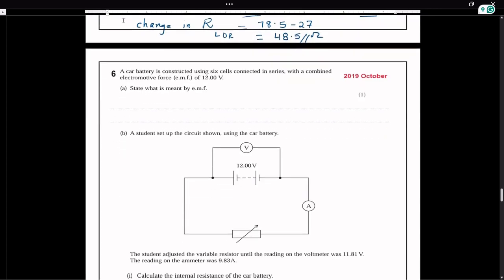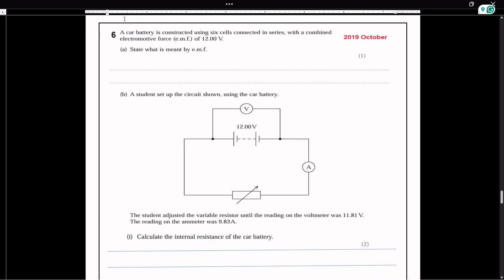Now let's move on to the next question. A car battery is constructed using 6 cells connected in series with a combined electromotive force of 12 volt. State what is meant by EMF. So electromotive force is the work done in moving unit charge around the whole circuit. So let's write the statement of EMF.